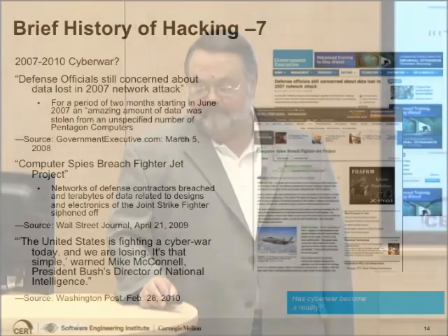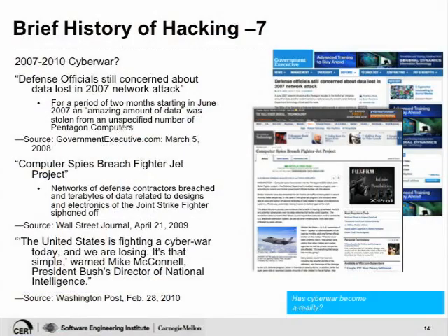And in fact, in 2010, Mike McConnell, who was President Bush's director of national intelligence, actually made the statement that cyber war is not something that's going to happen in the future. It's something that's happening now. The United States, as he said, is fighting a cyber war today, and we are losing. It's that simple. And that kind of activity continues into today.